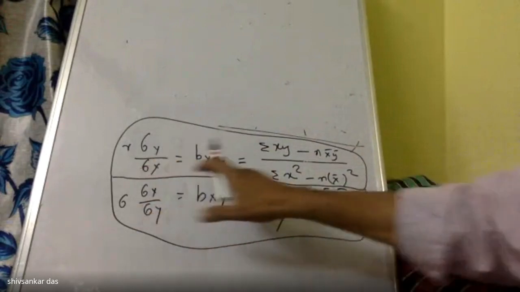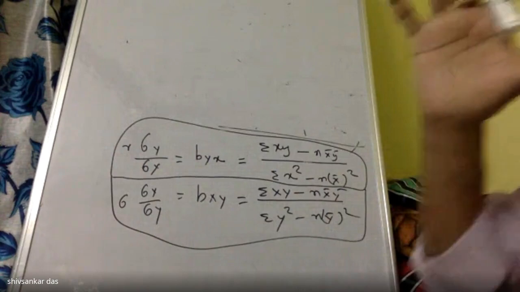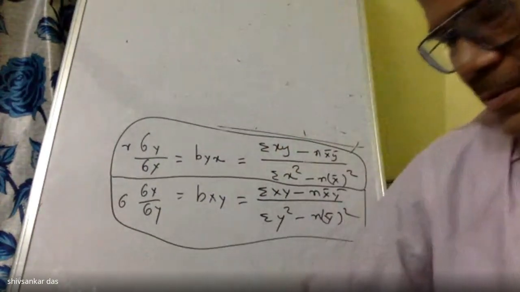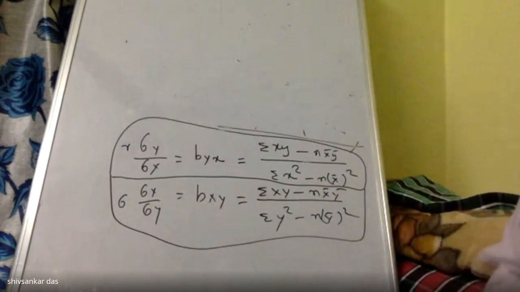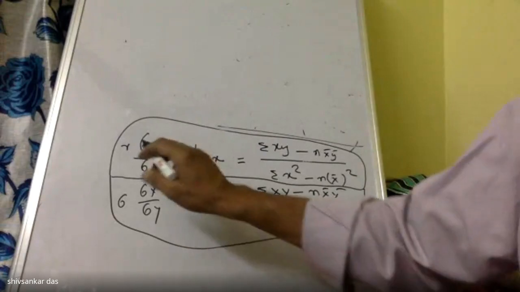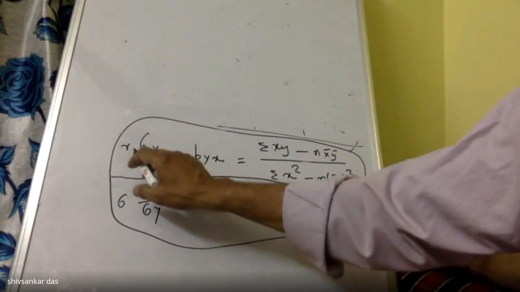Can you able to see this one? Okay. So I'll give you a small, little bit of calculation. Here is the formula. R is the correlation coefficient.